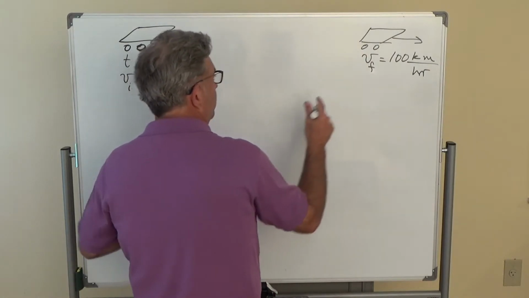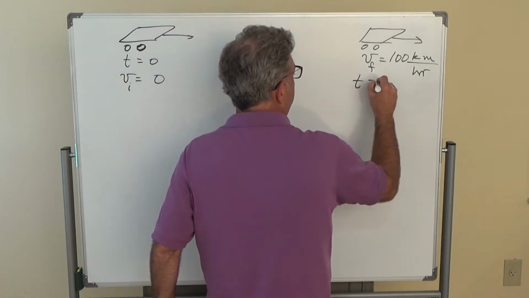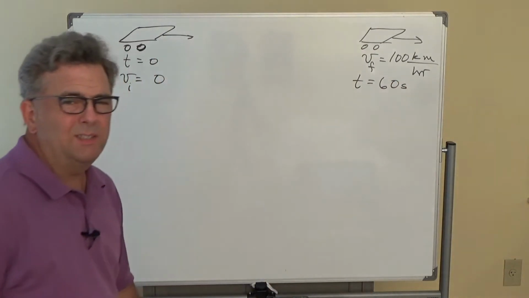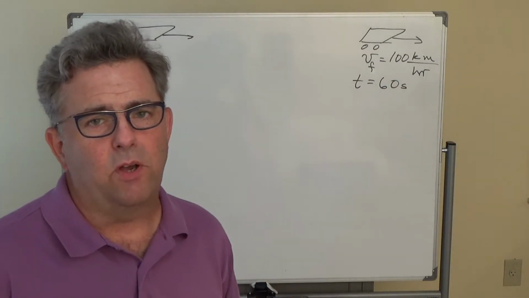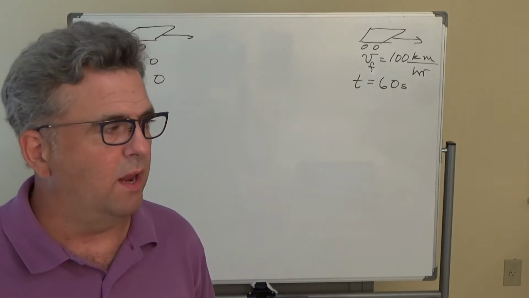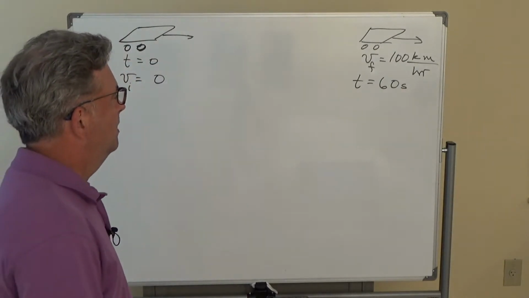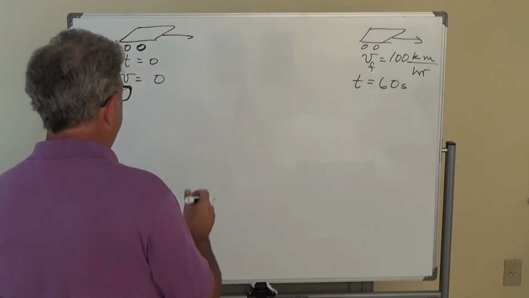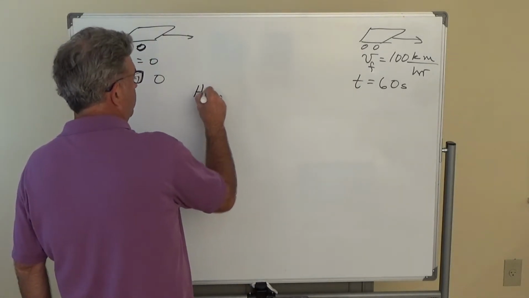And the trip took 60 seconds. So that's a pretty slow car. Took a whole minute to get up to 100 kilometers per hour. That's not very fast. All right. So the question is, how far did it travel?